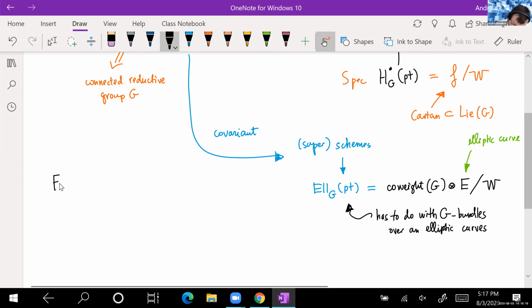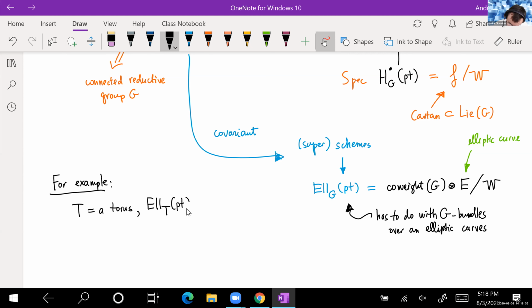So for example, if I have a torus T, then if I want elliptic homology of a point, you take the co-character lattice of the torus and you tensor with the elliptic curve. So in other words, you get as many products of elliptic curves as the rank of the torus. If you have a two-dimensional torus, you're going to get E squared.